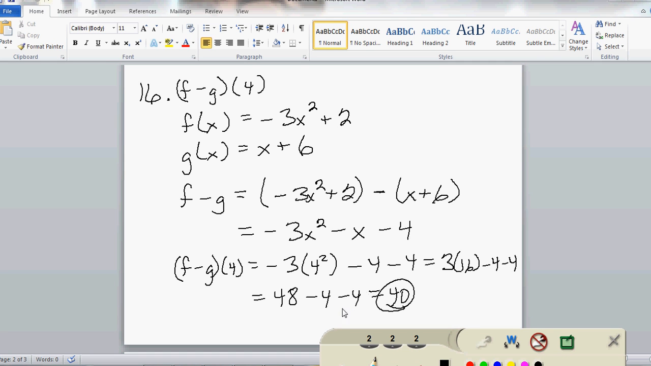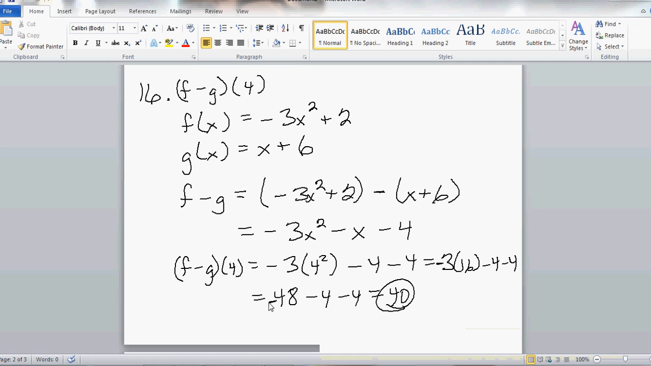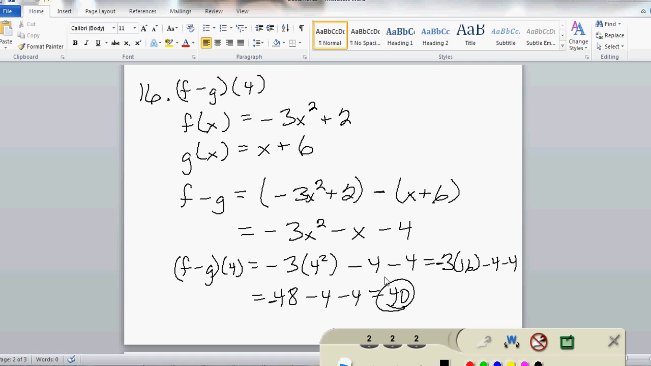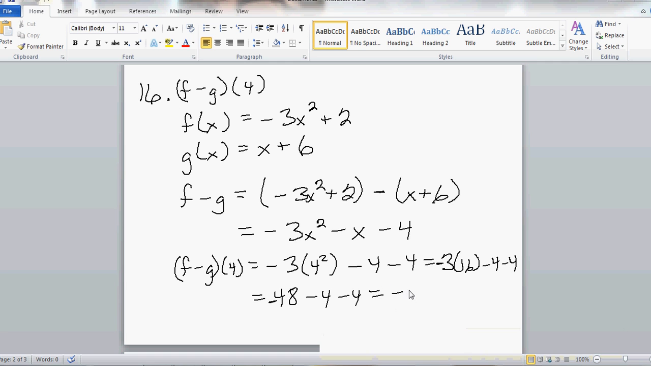Now realize we could have done this, like I said, we could have plugged in 4 in for f. Plugging in 4, we get negative 3 times 16 plus 2. Well, negative 3 times 16 is negative 48. Negative 48 plus 2 is... I messed up. This needs to be negative, and this needs to be negative. So our final answer would then be negative 56. Okay, now coming back up here for this other way, plug in 4 here.